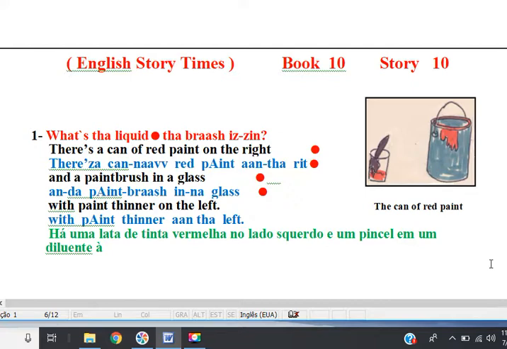the brush is in? Well, there's a can of red paint on the right, and a paintbrush in a glass with paint thinner on the left.